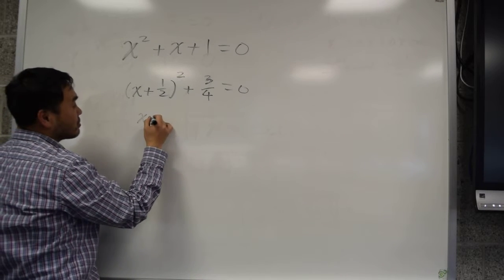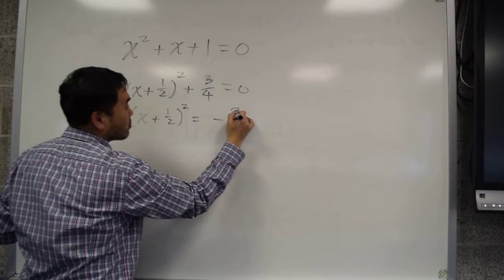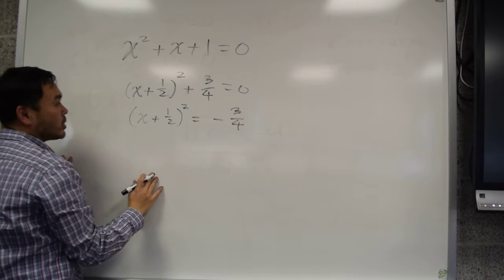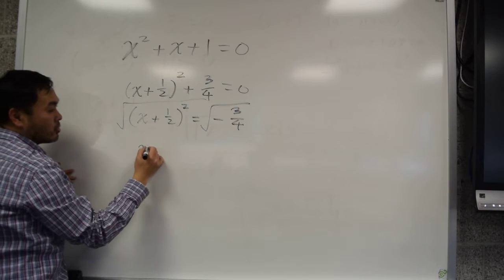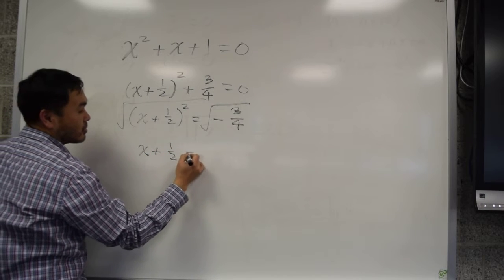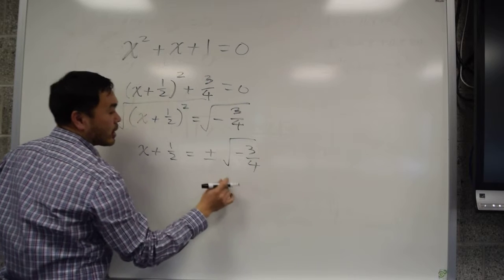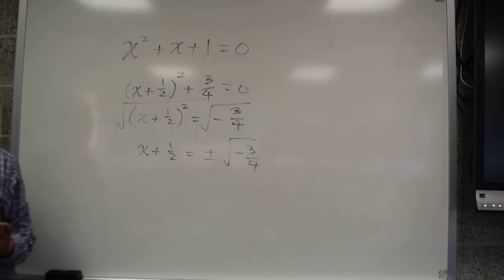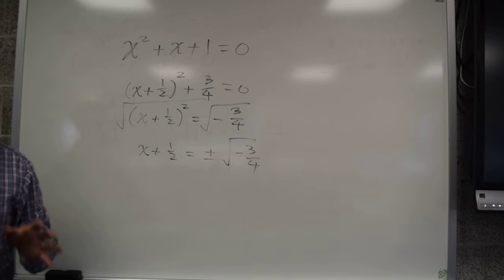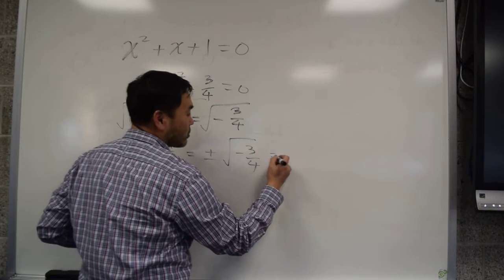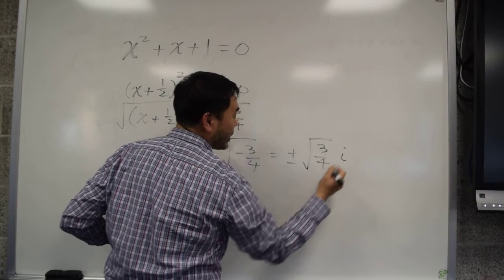This is now x plus 1/2 squared equals -3/4. Take the square root of both sides. Remember, whenever you take the square root, you need plus or minus. There's plus minus square root of -3/4. Now, what's the square root of -1? Square root of -1 is what we call the imaginary number, it's i. So it's plus minus square root of 3/4 i.